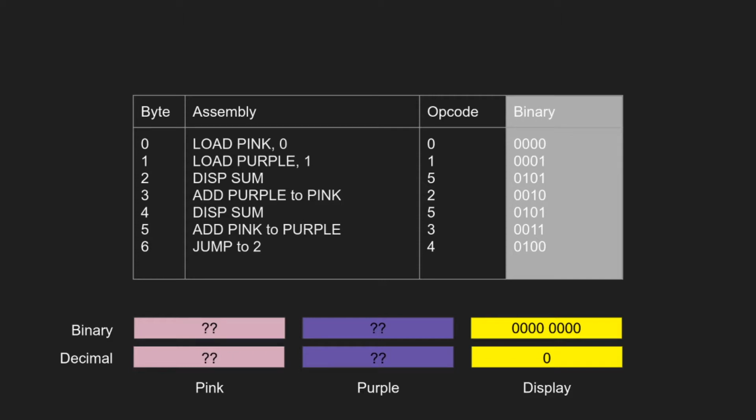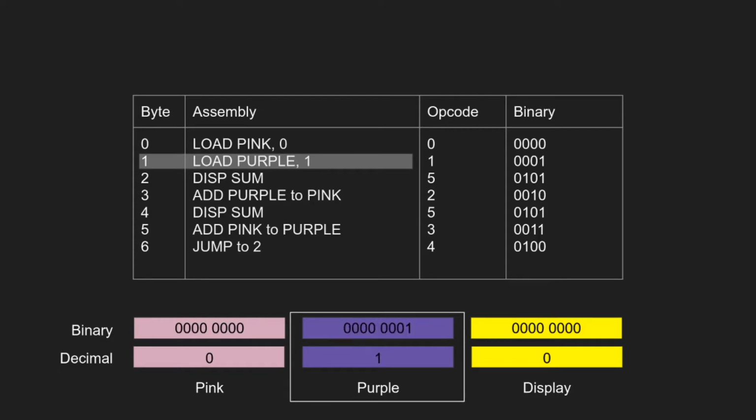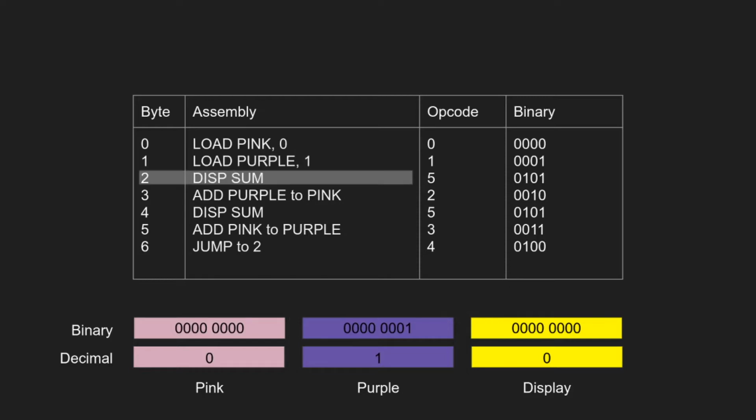So the computer starts reading instructions at address 0. The first thing it will do is read the load pink 0 instruction. So this will store the value 0 in the pink register. And we can see at the bottom of our screen here, the pink register now has the value 0 in it. And then the next thing we'll do is load 1 into the purple register. So here we go. Now the purple register has the value 1 in it. And the next instruction will display the sum of the 2 registers. So pink plus purple is 1, and we go to display the sum, and we see that we get 1 there.